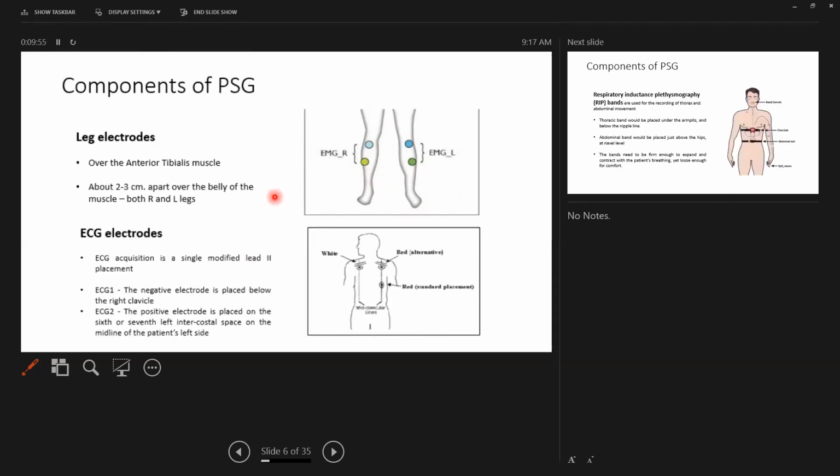So the ECG electrodes, the very standard ECG electrode placement is being given. The negative electrode is placed just below the right clavicle, as you have seen, and the standard positive electrode is placed at the 6th or 7th intercostal space on the left side, on the midline of the patient's left side. There is another alternative, but it is rarely used. This and this are generally used.